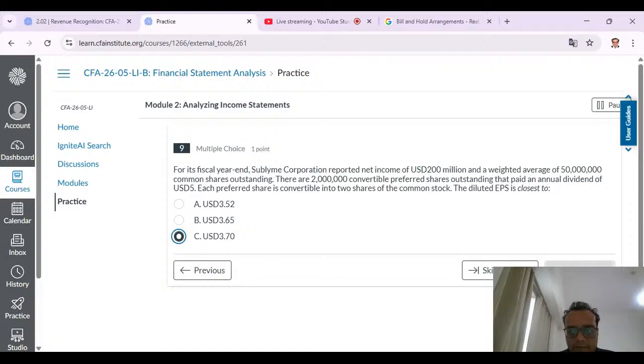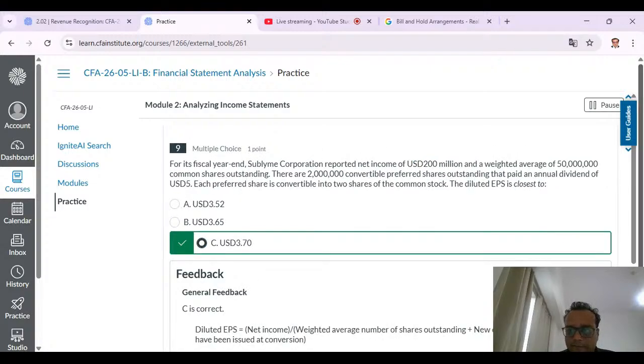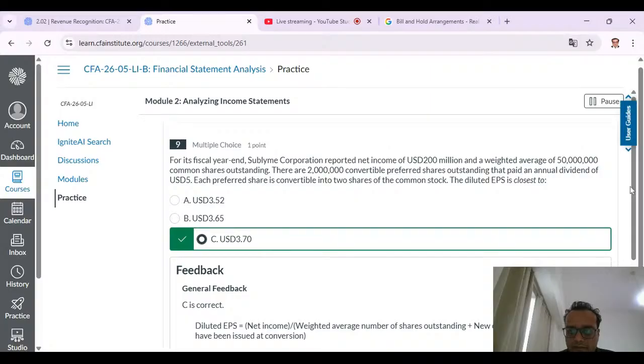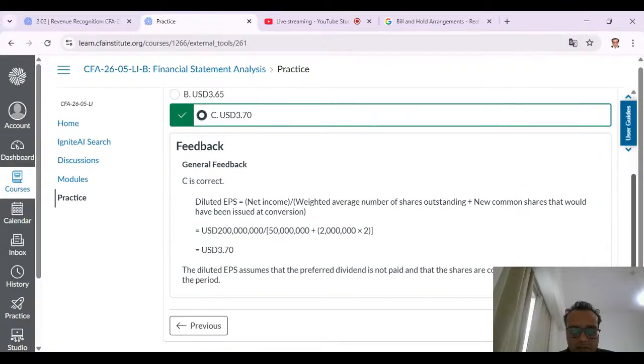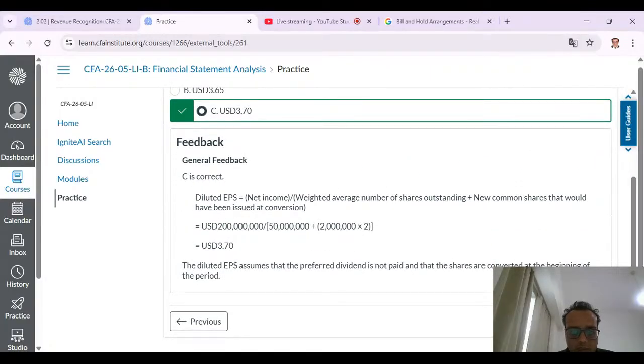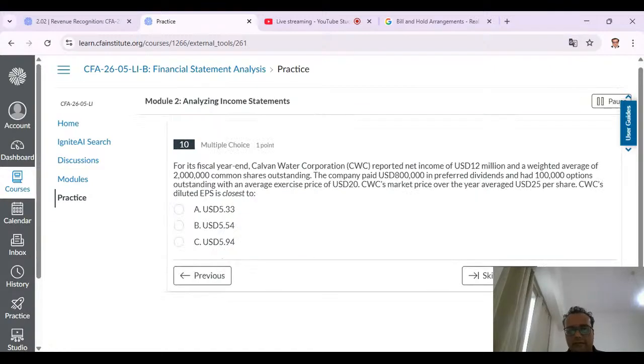Let's see. Yeah, perfect. Diluted EPS is equals to 200 divided by, perfect, 54 million हो जाता है ये, और ऊपर आपको 200 कर रहे हैं. The diluted assumes that the preference is not paid and that the shares are converted. But I think because of that, they should have increased this 200 amount also by the preference dividend. I'm not sure why they have not added this. But anyways, the answer is correct.